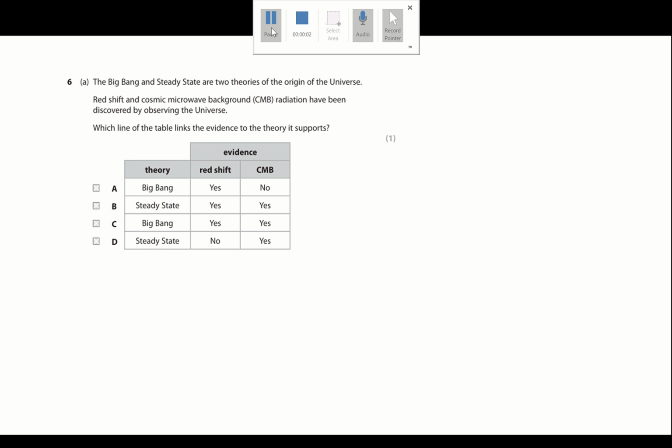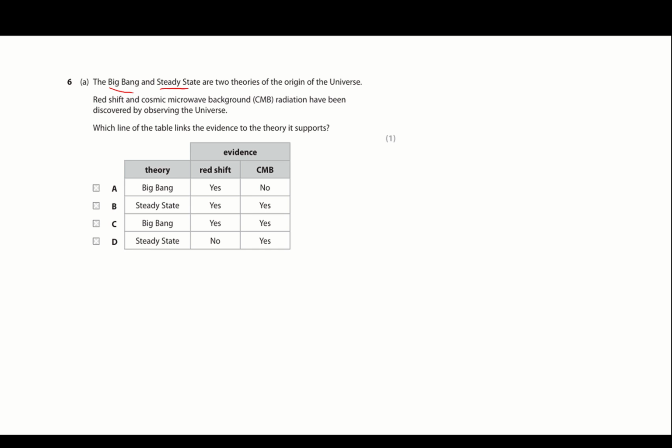Question 6, we've got a little bit of astronomy stuff. So the Big Bang and the steady state are two theories. Obviously the Big Bang is a small, hot, central explosion start, and then it expanded outwards with the matter becoming more and more dilute over time, but it moving faster and faster away.